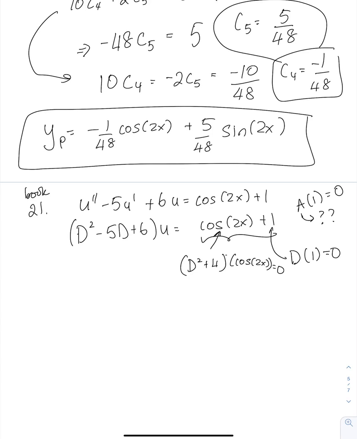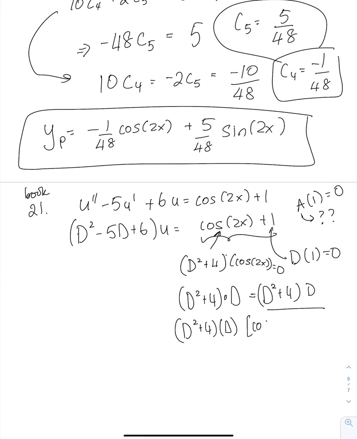Okay, all right. So put these two operators together as a composition. Let's look at D squared plus 4 composed with D, and in operator notation, that's just D squared plus 4 times D. Take a look at this operator, and let's apply it to the sum cosine 2x plus 1.